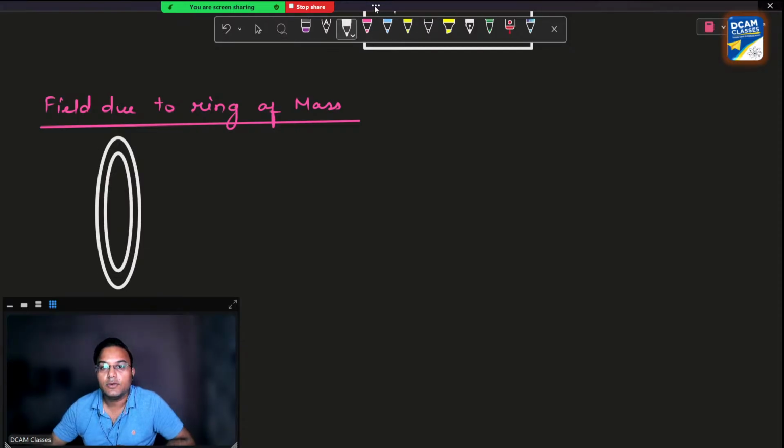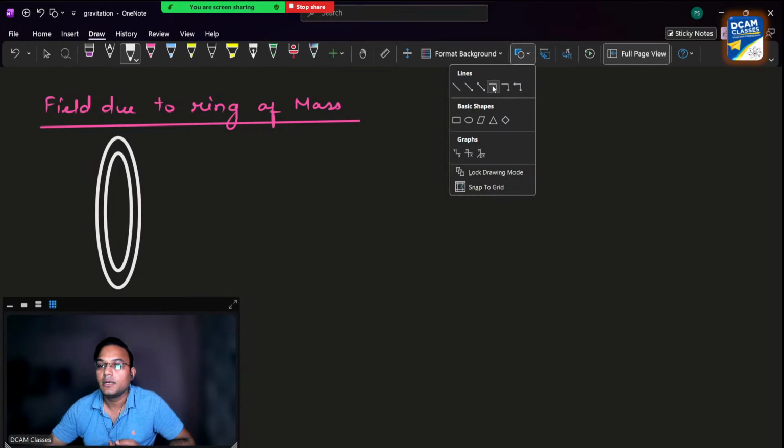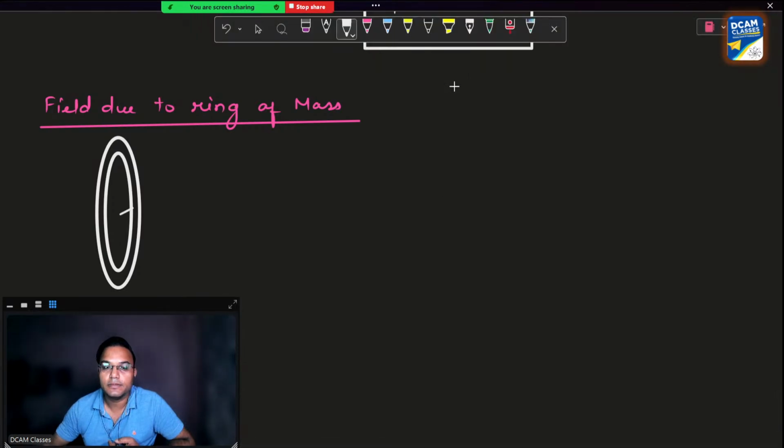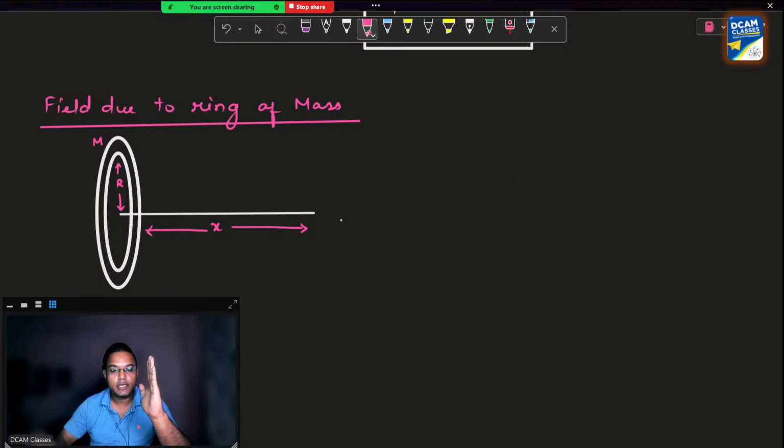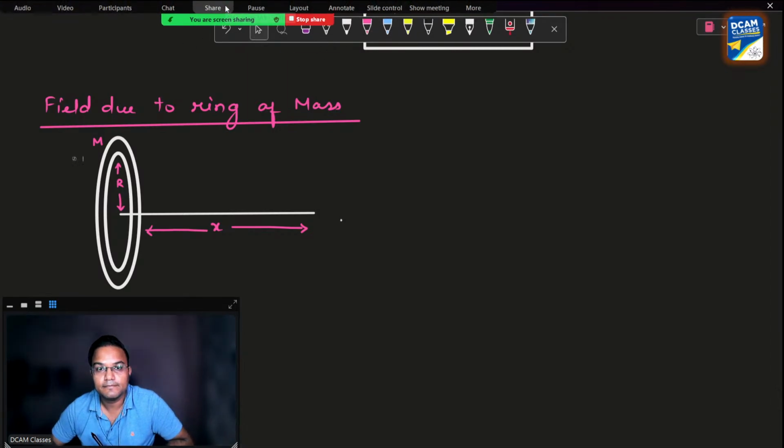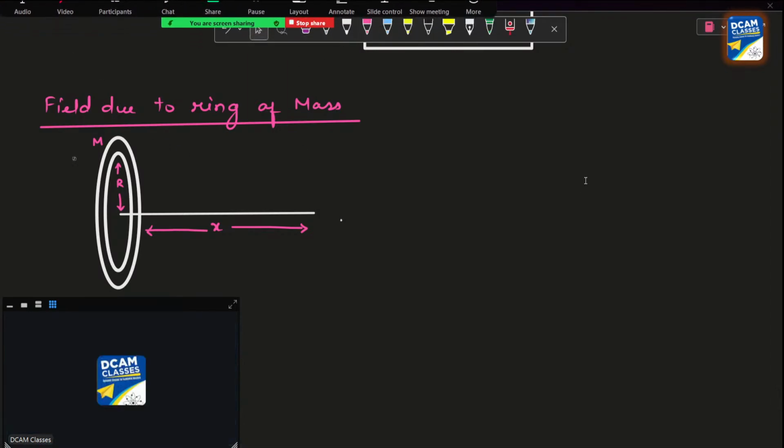You have to find out the field at a point P, which is at a distance x from the center. The radius of the ring is r. Total mass of the ring is capital M. You have to understand this as there is a ring on my hand, and perpendicular to it there is a distance where you have to find out the field. Think and then tell me.